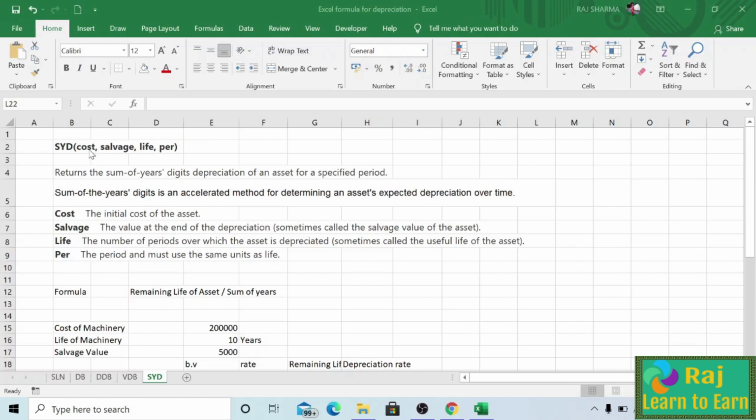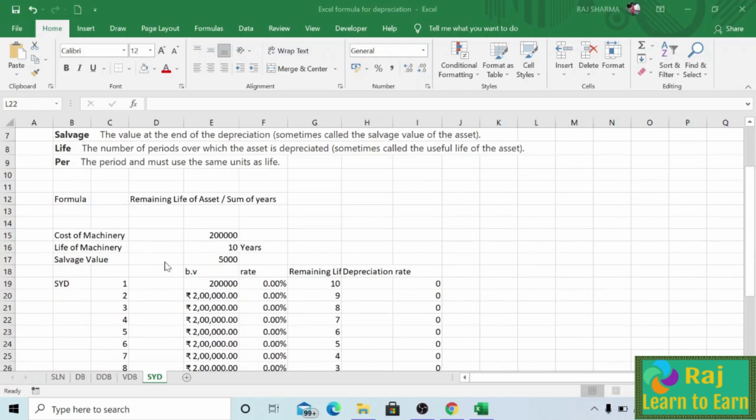The variables which are used in this formula are cost, salvage value of the asset, life, and the period for which it is being calculated. And the formula which is used is remaining life of the asset divided by sum of years. So we'll understand this concept with an example.